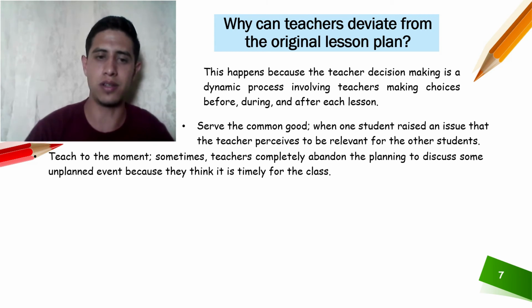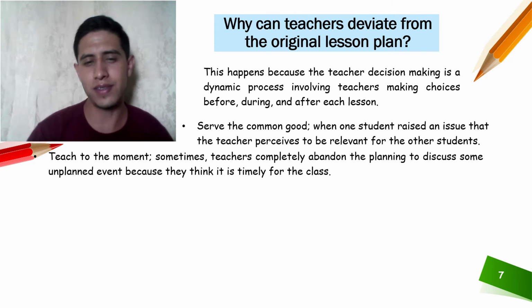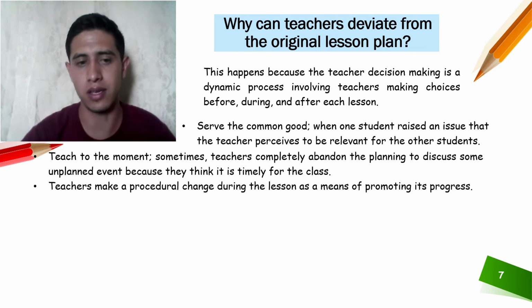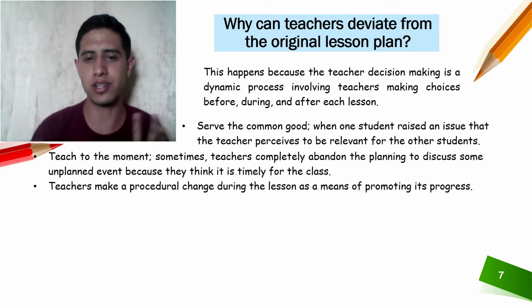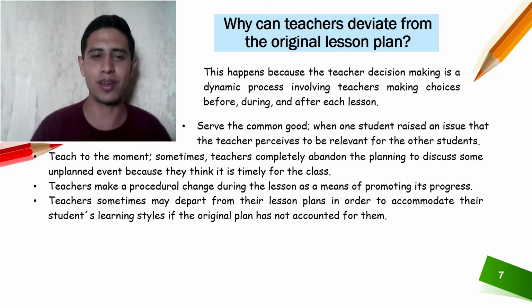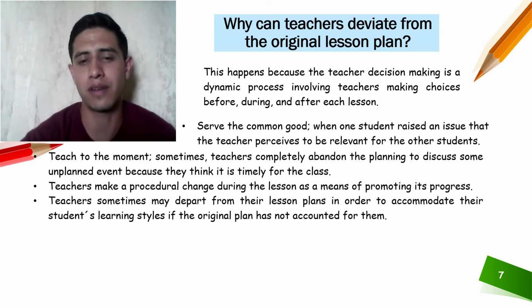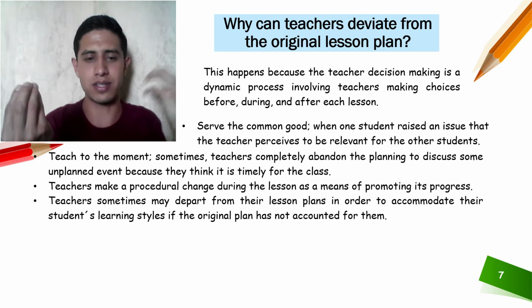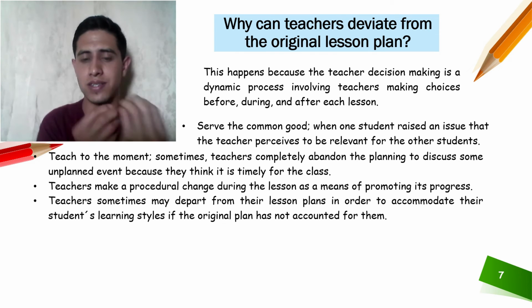Another is to teach at the moment. This happens when sometimes teachers completely abandon the planning to discuss some unplanned event because they think it's timely for the class. Another is when teachers make a procedural change during the lesson as a means of promoting its progress, but it is not a good choice. Another is when teachers sometimes may depart from their lesson in order to accommodate their students' learning styles if the original plan does not account for them.